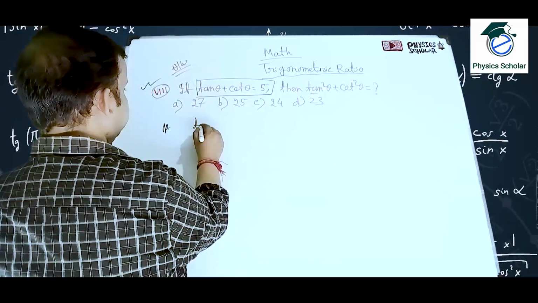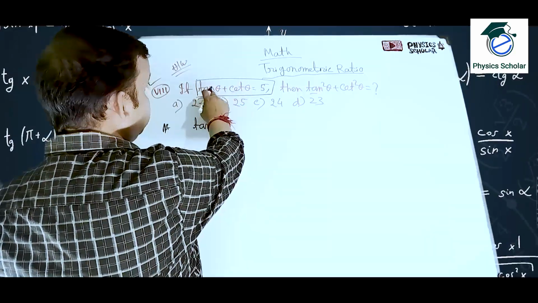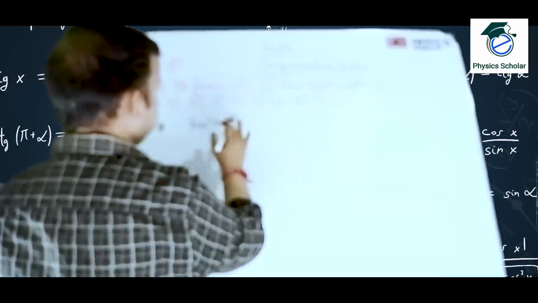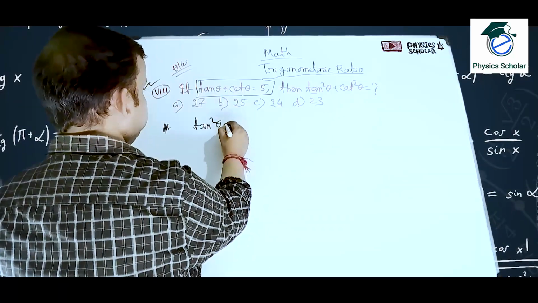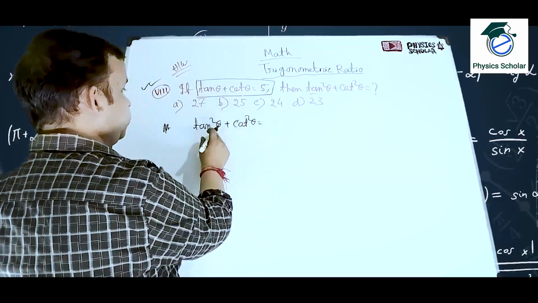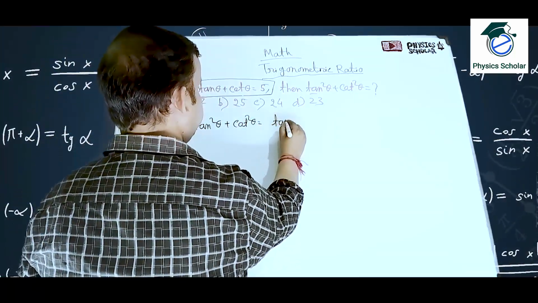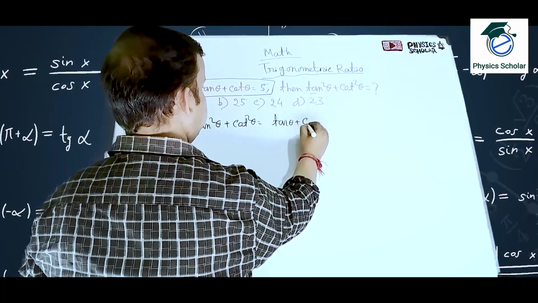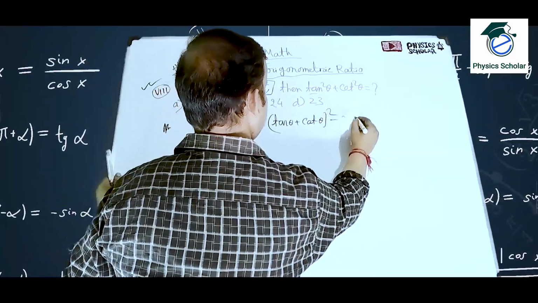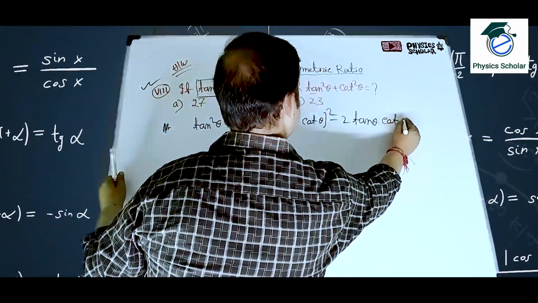What is given? Tan square theta. Here we cannot take perpendicular by base or base by perpendicular like this, because it is tan plus cot that is given. Clear? So tan square theta plus cot square theta. So what is the value of a square plus b square? Suppose it is a, it is b. So it is a square plus b square. So a square plus b square formula is a plus b whole square minus 2a into b.